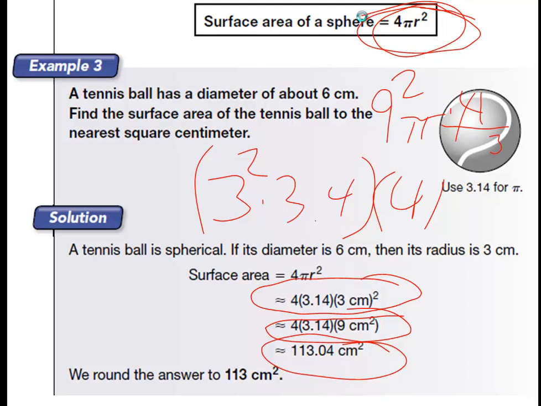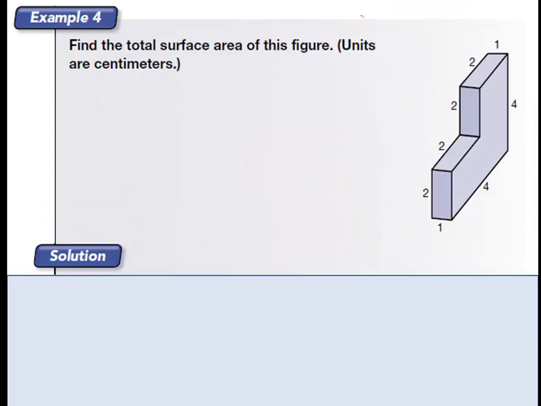All right, let's try a little puzzle here, see how we do. Find the total surface area of this figure. The units are in centimeters. I'll pause the video while you try to figure this out. So you want to figure out each one of the surface areas. You got to figure out this one, then this one, then this one, then this one, then this one, the one on the back here, the one on the back here, the one on the bottom. All right, go ahead and see if you can do that. Pause it, see if you can get the right answer, and let's see how you did.